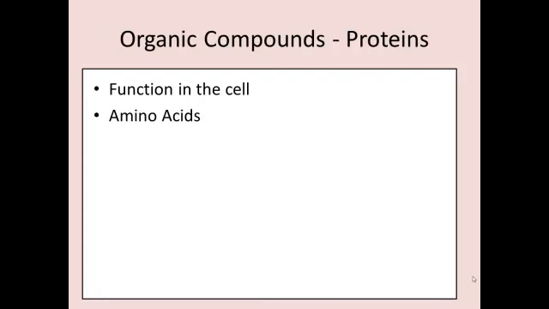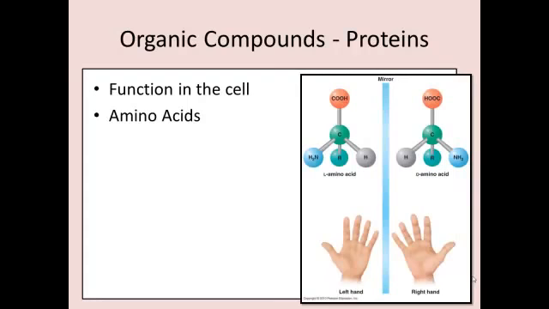So let's talk about the structure of proteins. Proteins are composed of monomers that are called amino acids. Carbohydrates, remember, their monomers are monosaccharides. The monomers of proteins are amino acids. And here is the structure of your basic amino acid.